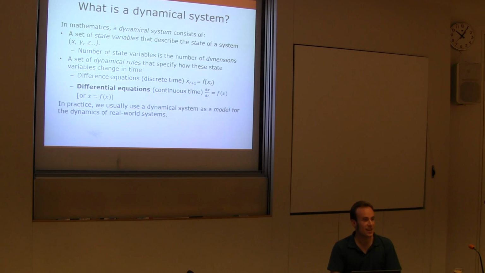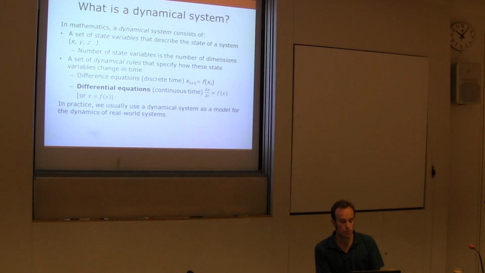So, what is a dynamical system? Let's start with that one. For mathematicians, a dynamical system consists of, first of all, a set of state variables that describe the state of a system. So all the information about the state of the system is encoded in these state variables, which might be called x, y, and z, x1, x2, x3, whatever. And then the number of these state variables is the number of dimensions of the dynamical system. So we commonly talk about, say, a 2, 3 or 4 dimensional dynamical system.